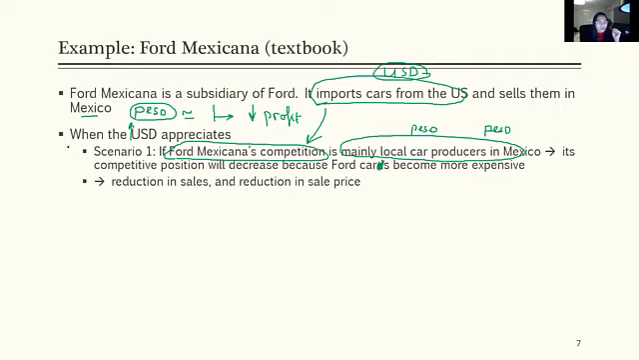Okay, so let's suppose we look at the second scenario, right? So in this case, instead of competing with just the local producers, suppose that my main competitors are the US car producers, right? So suppose in scenario 2, I've got a product market where I compete with all the other US producers. Okay, so in this case, what do you think will happen to the firm's competitive position?